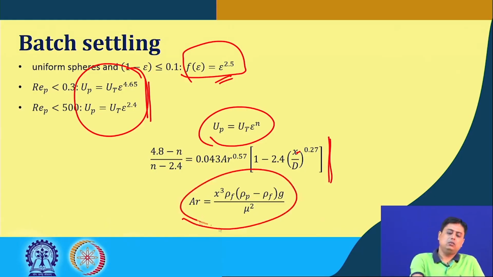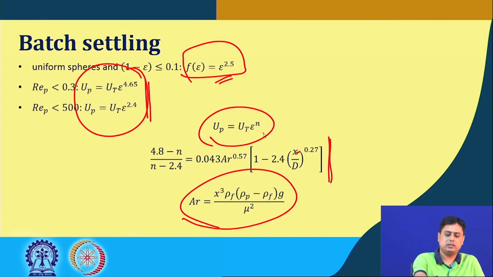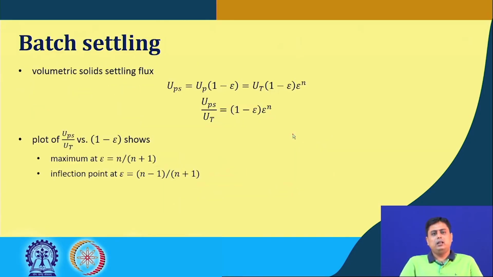And the Archimedes number, we already know this expression. And in this case, again, x is logically the mean surface volume diameter in case of irregular or non-spherical particles. So, this we have seen. Now, if we know the actual particle velocity, based on the Reynolds number region, you can find out the Richardson-Zaki expression. This is the famous Richardson-Zaki expression, and then you can find out UP, the actual particle velocity.